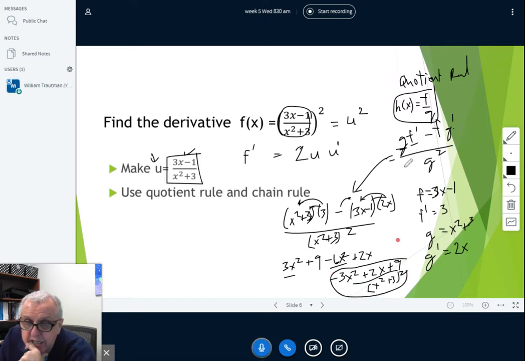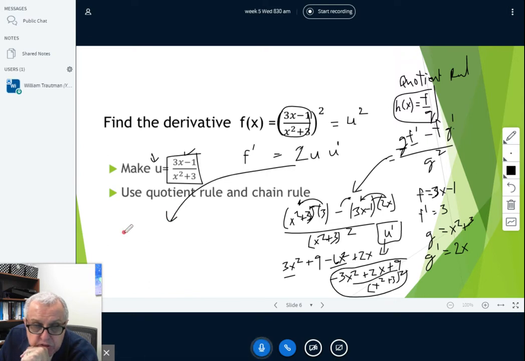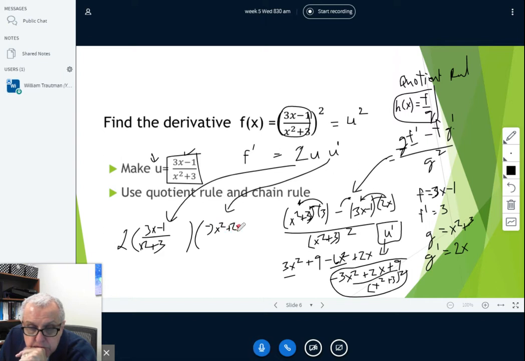This, once again, is u prime. This right here is u prime, the derivative of u. So here's my function. The derivative is 2 times u, and u equals this, times u prime. And u prime equals this.